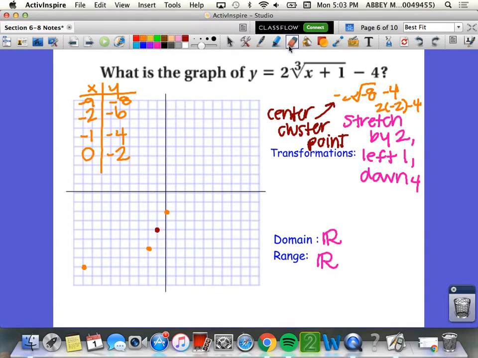Okay, to get my other tail, I need to make the inside go to positive 8. Well, how do I make the inside go to positive 8? I make that a 7. So 2 times the cube root of 8 minus 4, that gives me 2 times 2 minus 4, which gives me 0. So if I plug in 7, I should get out 0. From here, I have a total of 5 points. Now I'm able to graph.